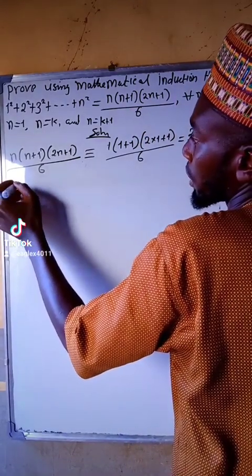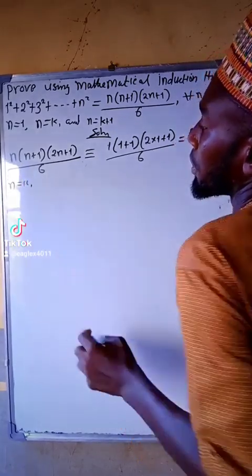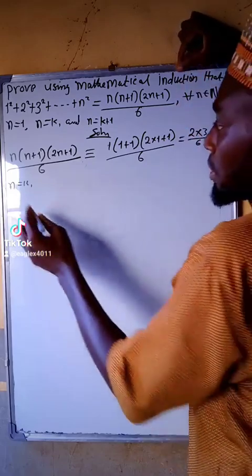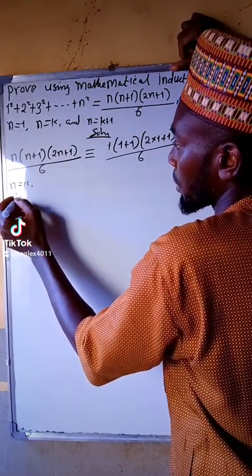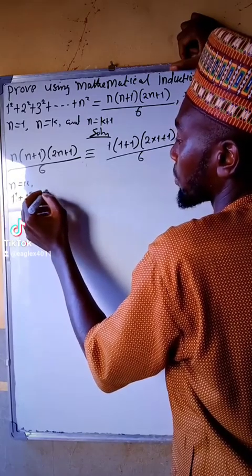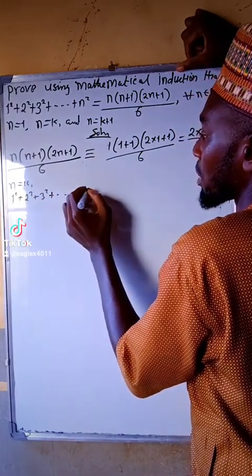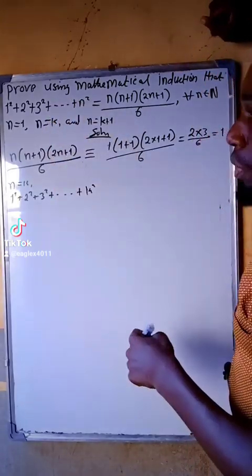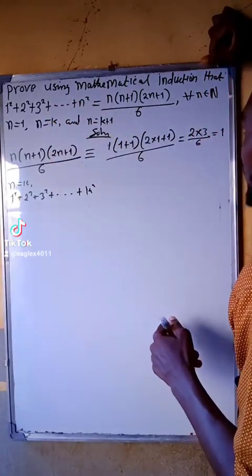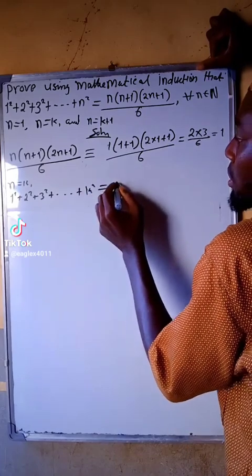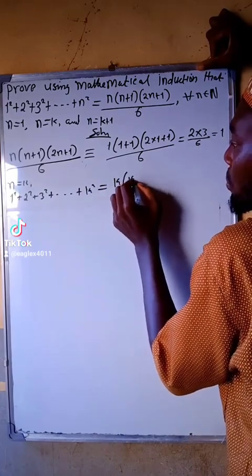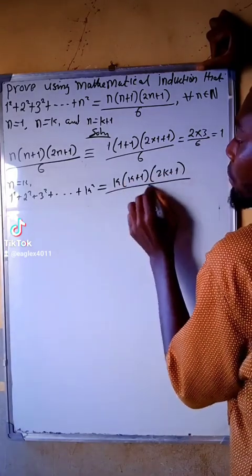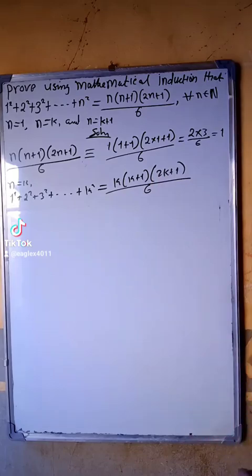And for n equal to k, let us assume this k is any arbitrary positive integer. For n equal to k, we are going to have 1 squared plus 2 squared plus 3 squared plus dot dot dot up to k squared. And this time around, instead of writing n, we will write k, since we assume that k is any arbitrary number from the given integers. And this one is nothing but k into k plus 1 into 2k plus 1, close bracket, divided by 6. This is for n equal to k.